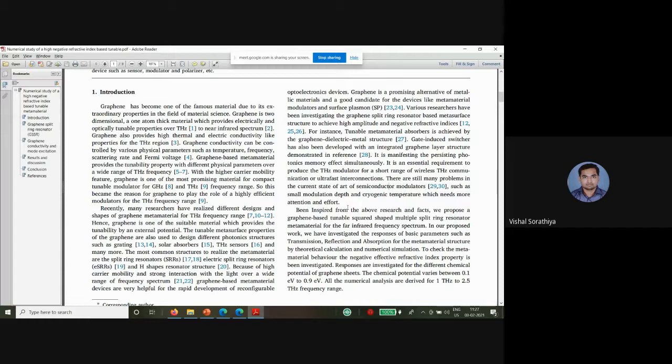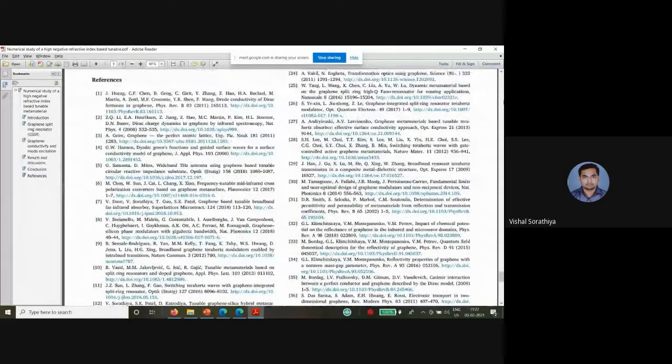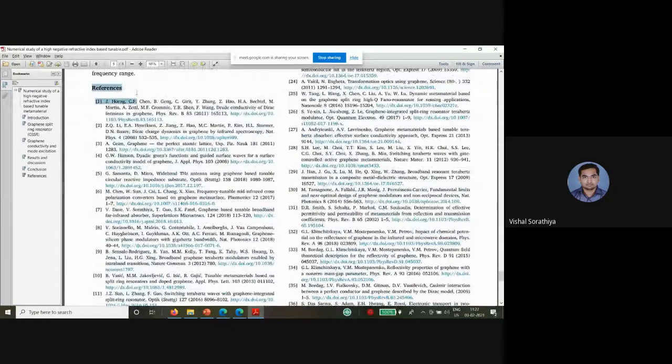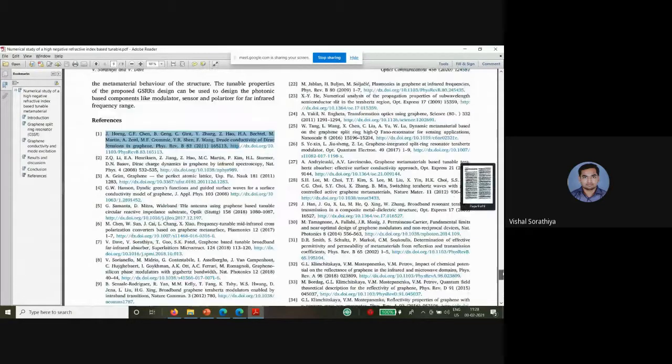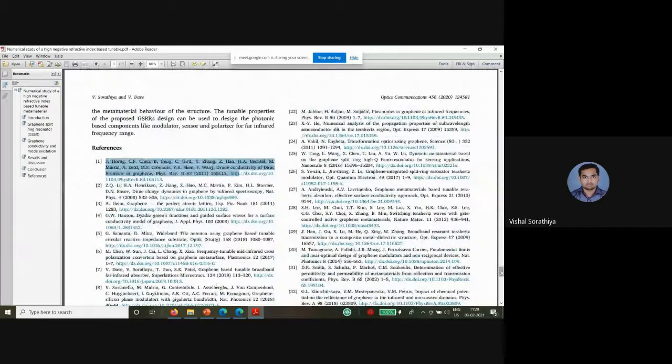So the more studies and literature papers you read, the stronger your introduction becomes, and it will convey better to the audience why you are presenting this idea. After every line, like if I say graphene is a two-dimensional, one-atom-thick material, how do I get this idea? I get it from paper number 1. And where is paper number 1? It is listed in the references. From this paper, I got the idea that graphene has a one-atom-thick layer and has such properties.